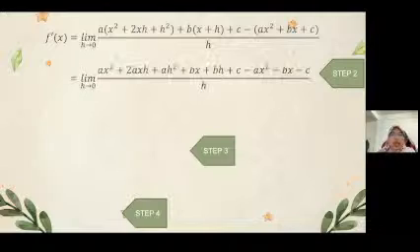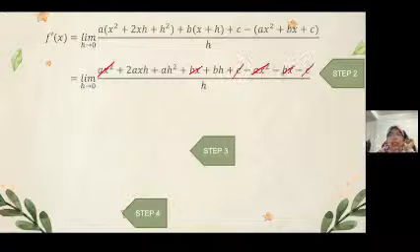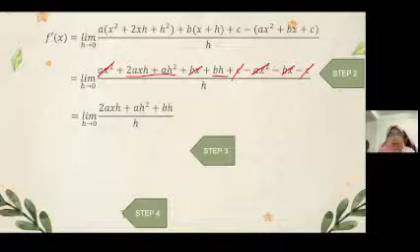Okay, so now as you can see over here, ax square can be cancelled out with negative ax square. So do them very carefully. You should be able to cancel out the terms in your f(x). So bx can be cancelled out with negative bx, and c will be cancelled out with negative c. So we are left with 2axh plus ah square plus bh over h.